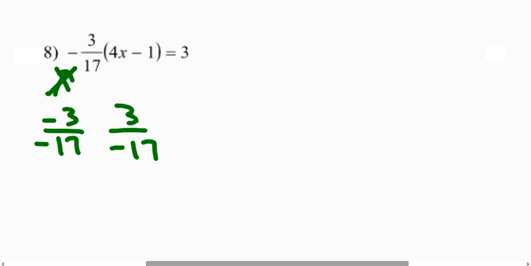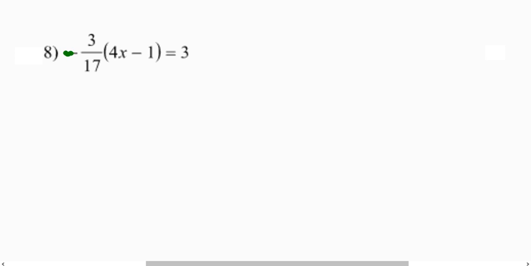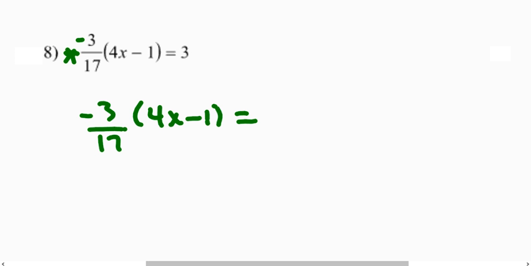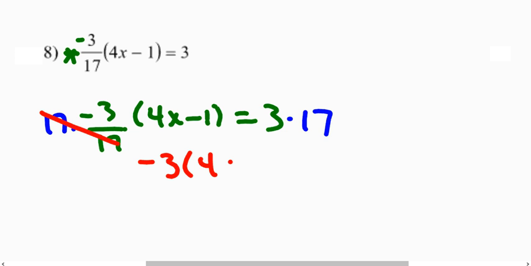I typically like to choose to just put it with the numerator. So I'm going to cross this out, and I'm going to stick it up there instead. All right, so now I've got negative 3 over 17 times 4x minus 1 equals 3. So the very first thing you want to do here is get rid of that fraction. Same as we were doing in the warm-up, I'm going to multiply both sides by 17, which will get rid of this. So now I'm at negative 3 times 4x minus 1 equals 51.